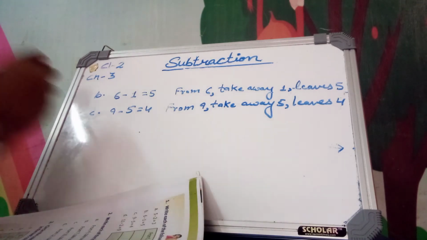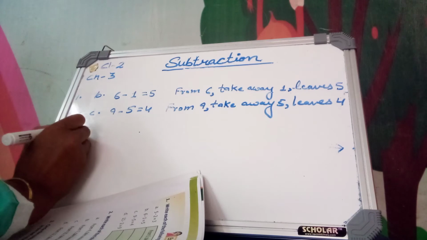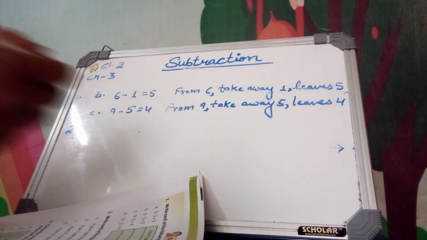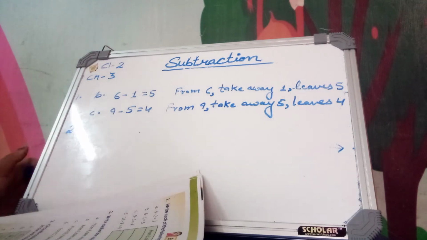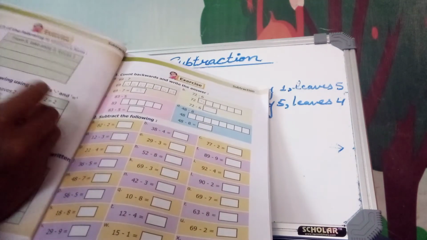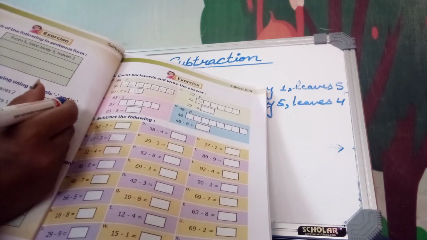And now see the next question, number 2. Write each of the following using symbols minus and equal to. We use symbols here. For example, 1 is already done for you. Now see here, these are in sentences, we have to use only symbols here. This is the symbol minus and equals to.